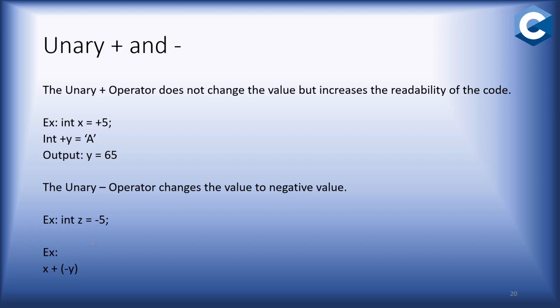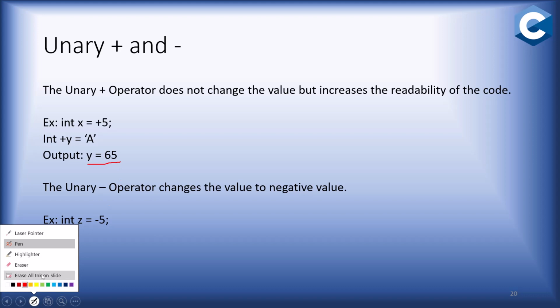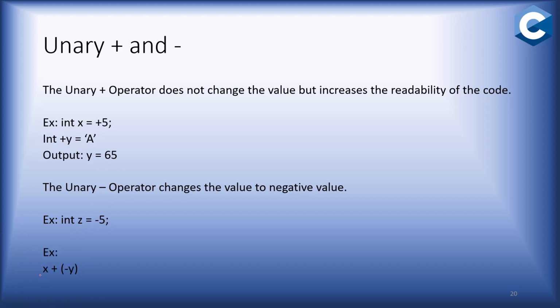Two, forcing conversion. In some cases, unary plus can be used to convert an operand to a specific data type. For example, if y is a character variable containing 'A', plus y converts it to the numerical equivalent of 'A' in the ASCII table, which is 65. On the other hand, the unary minus operator negates the value of its operand. So, if z is 10, z becomes -10.